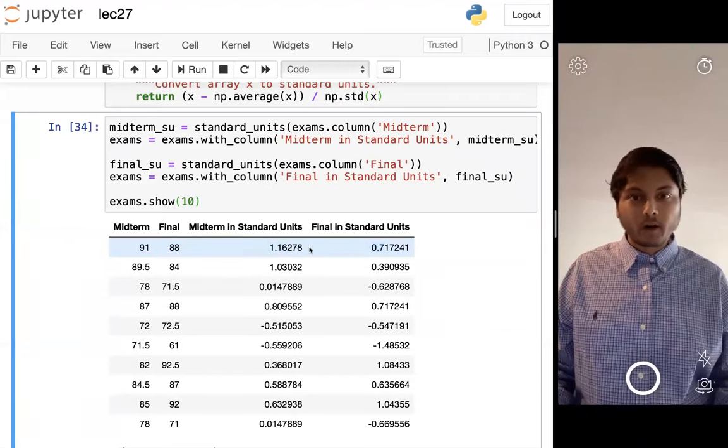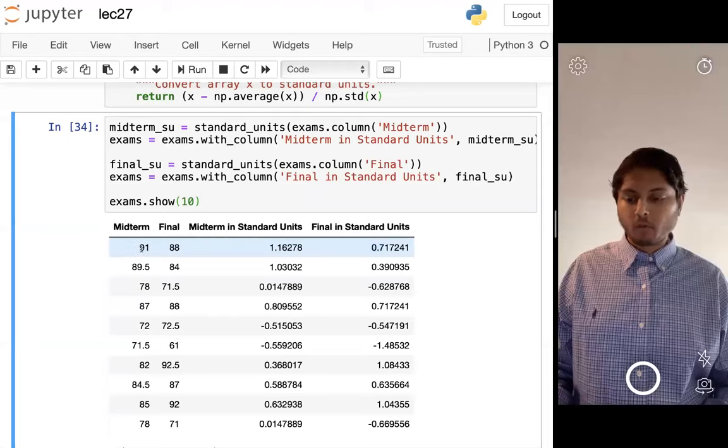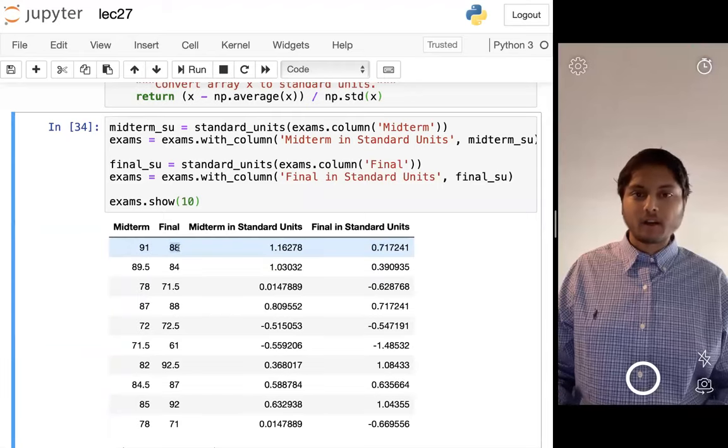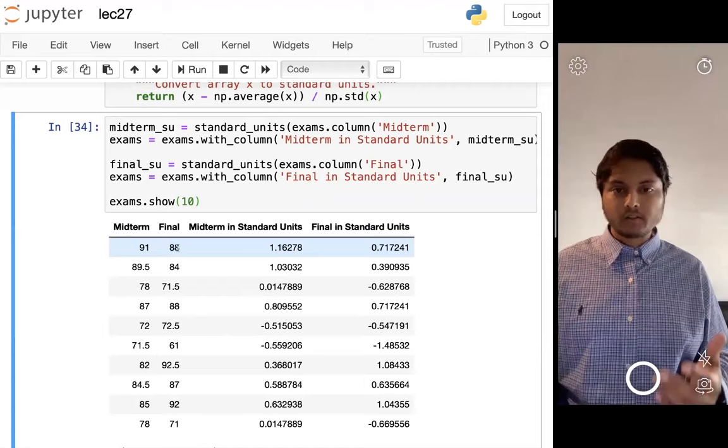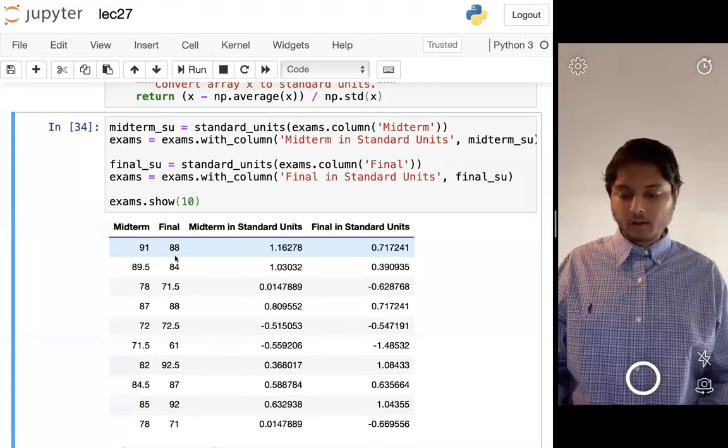It's almost like 1.5 times 0.7, actually. Whereas 91 is not 1.5 times 88. It's just 3 points more. It's not that much more. So it's kind of interesting. You can see that things don't totally equate.